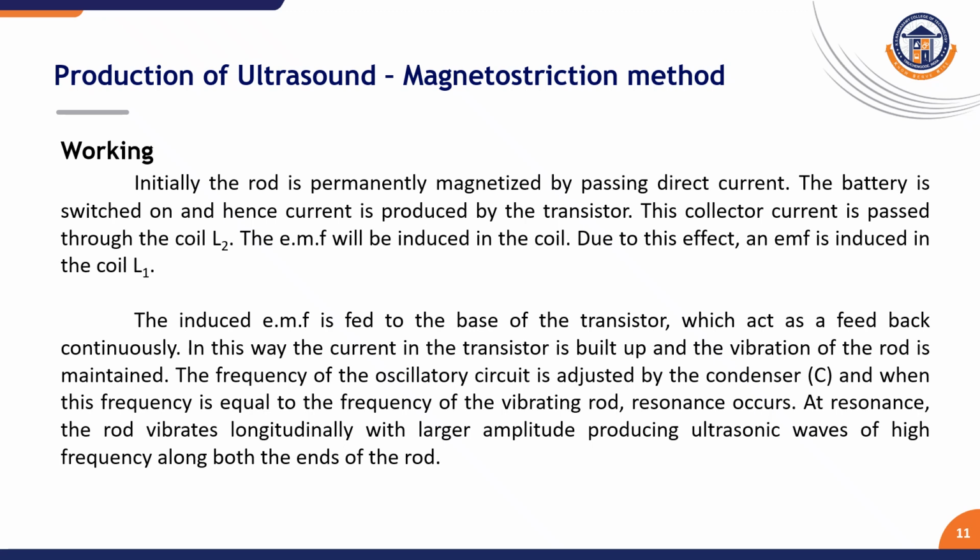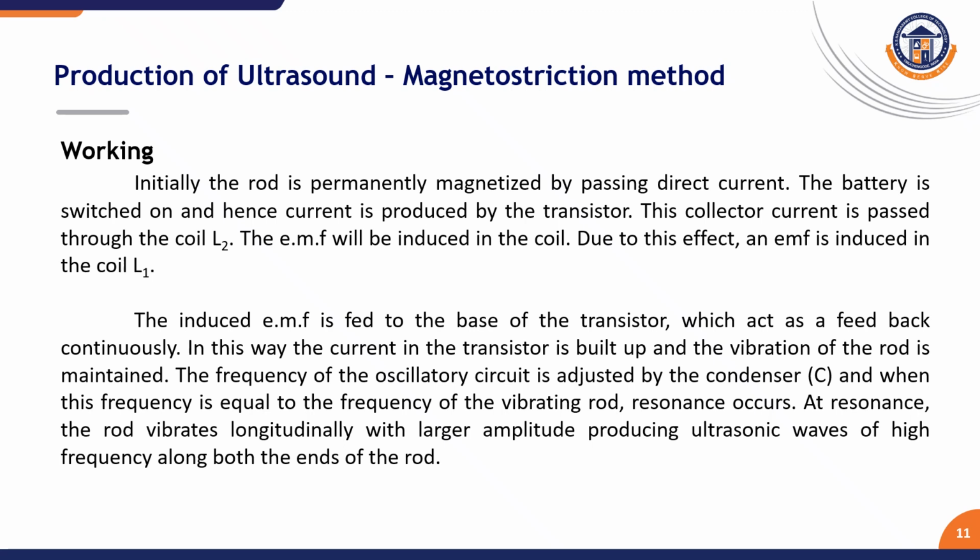Due to this effect, an EMF is induced in coil L1. The induced EMF is fed to the base of the transistor and acts as feedback continuously. In this way, the current in the transistor is built up and the vibration of the rod is maintained. The frequency of the oscillatory circuit is adjusted by the condenser C, and when this frequency is equal to the frequency of the vibrating rod, resonance occurs.